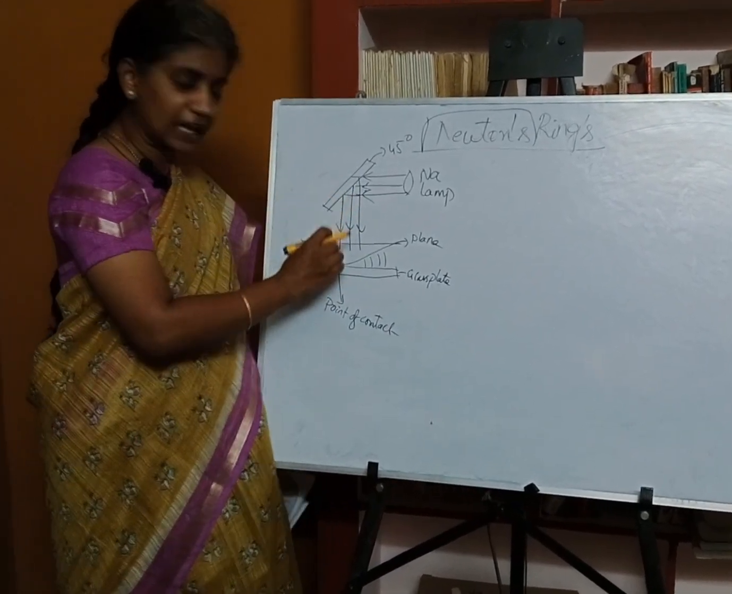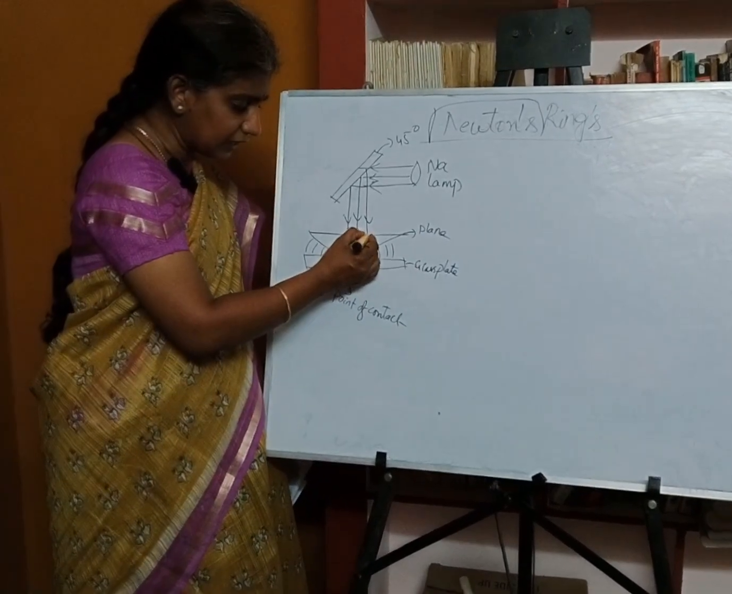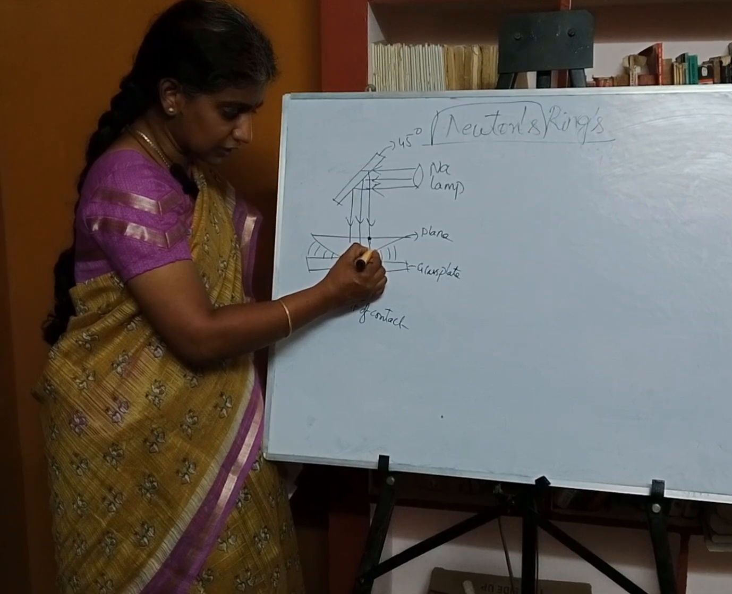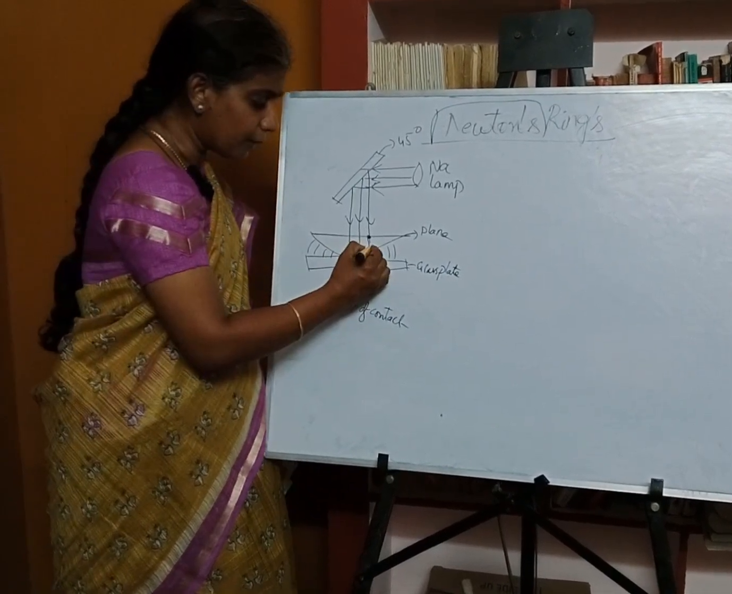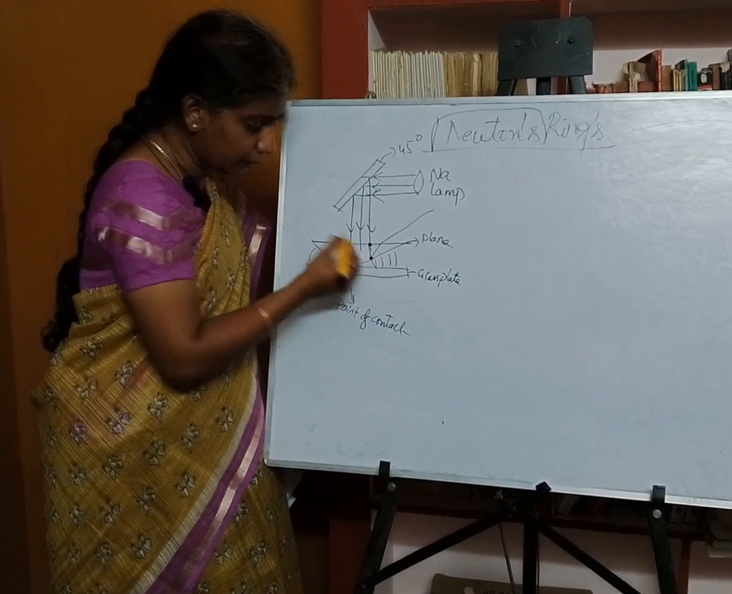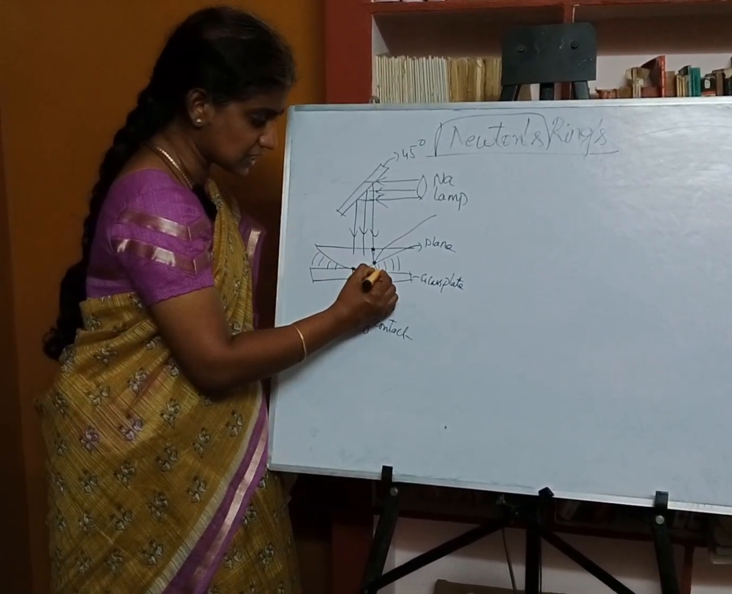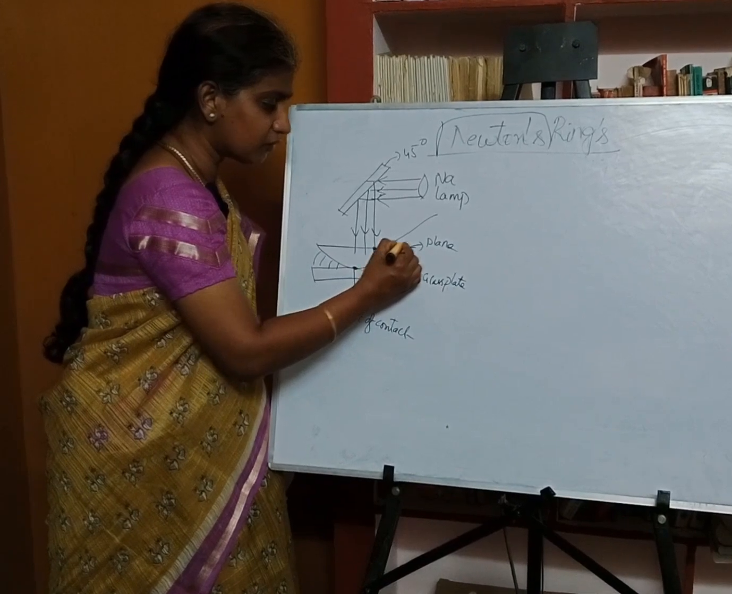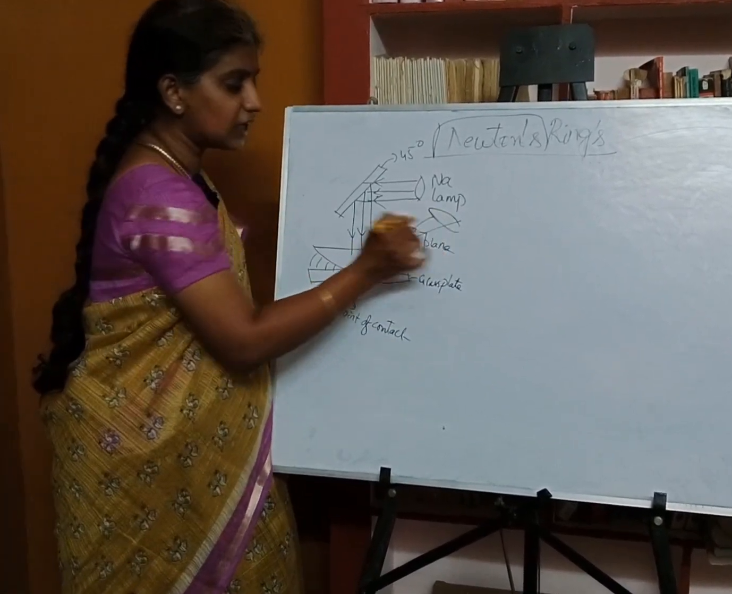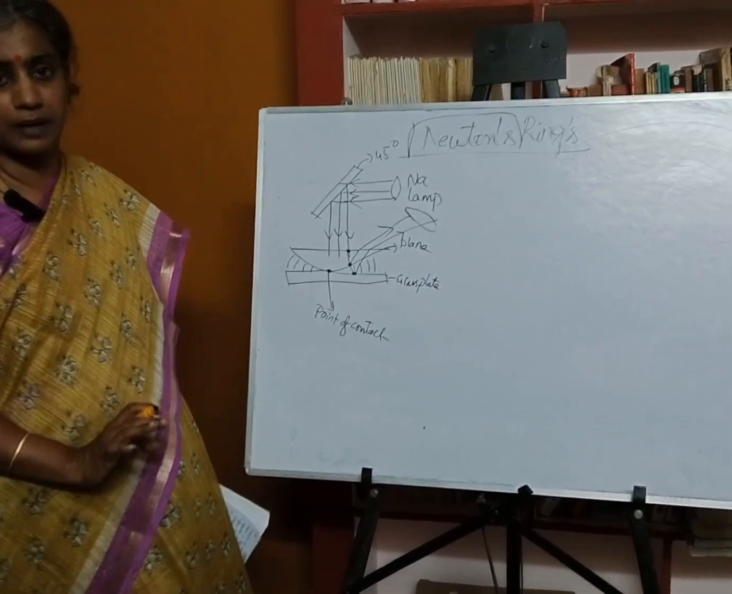Now, when this light is falling on this plano convex lens, the light falling here will hit this convex surface, and a part of it will be reflected and a part will be transmitted, which will reach the bottom plane glass surface. Again this is reflected, and both of them come out here and start interfering to produce what is called an interference pattern.